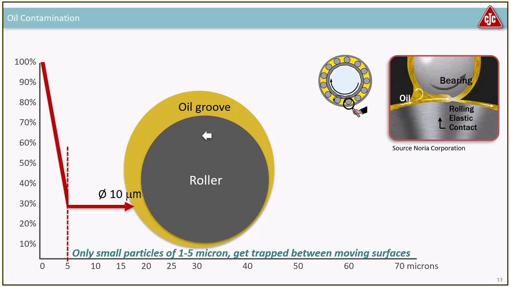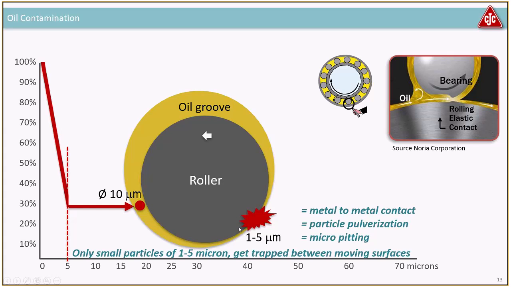If you have a roller bearing or a journal bearing like shown here, and you have room for maybe 10 micron where the oil is pumped in, but there's only room for 1 or 5 micron in the load zone, then you'll have metal to metal contact, pulverization of the particles, and that will create something called micropitting. I'll show you some photos in a moment, but these are small cracks in the surface that slowly get bigger and bigger. Especially with gears and roller bearings like this, there's very, very high pressure in this load zone. There's actually so high pressure that it deforms.